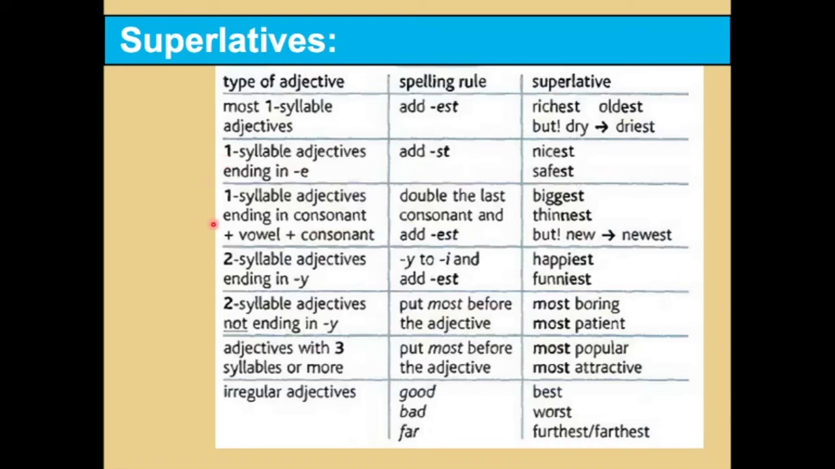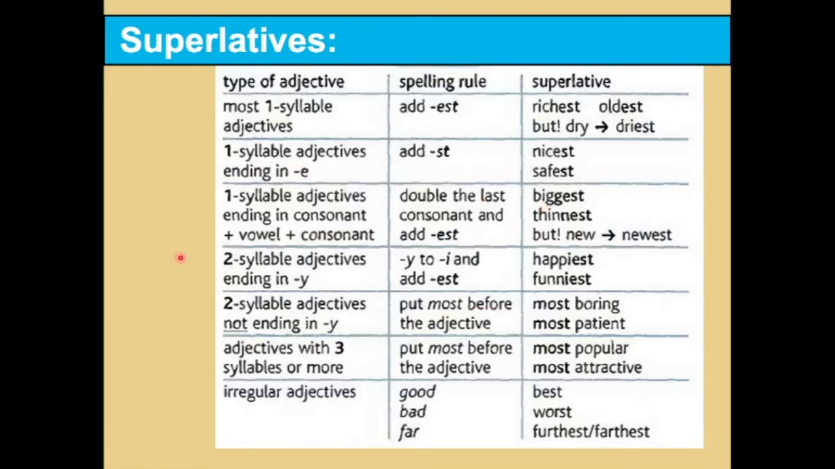The next rule, one-syllable adjectives ending in consonant plus vowel plus consonant. What do we do when we have an adjective that has one syllable, but it finishes in consonant, vowel, consonant? We double the last consonant and add est. For example, big, the superlative is the biggest. Thin, the superlative is the thinnest. But new, the superlative is newest. In the case of new, we don't double the W.